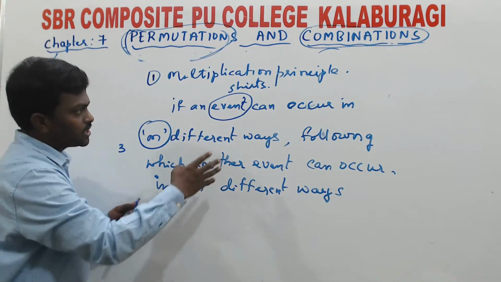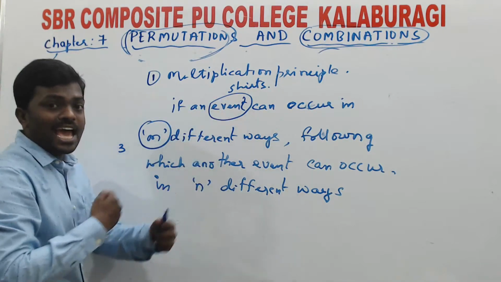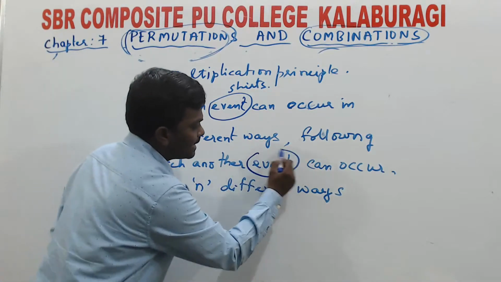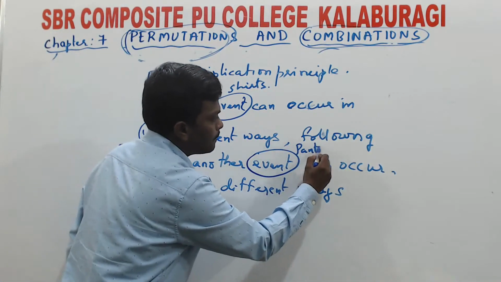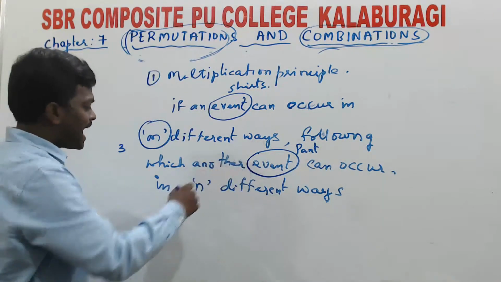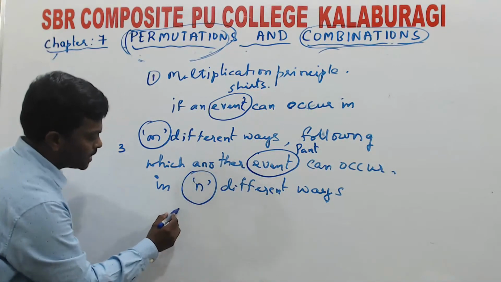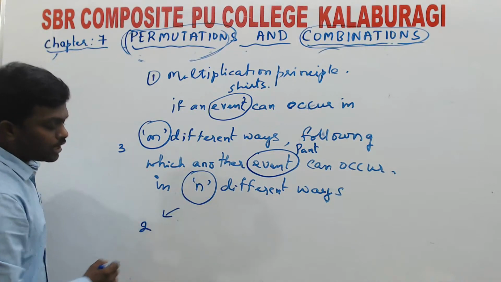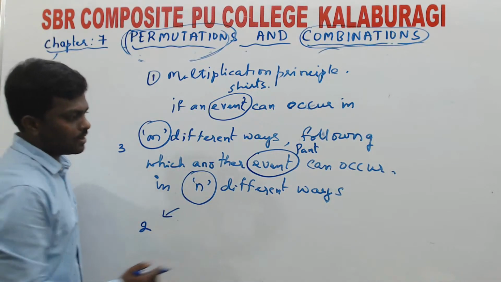Following, which means after wearing a shirt, he has to follow up with a pant. So that next event is pant, wearing a pant, and can occur in n different ways. How many objects were given over there? Two pants. Is that clear?